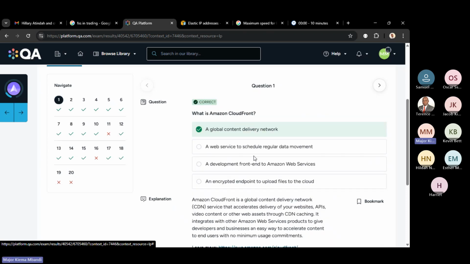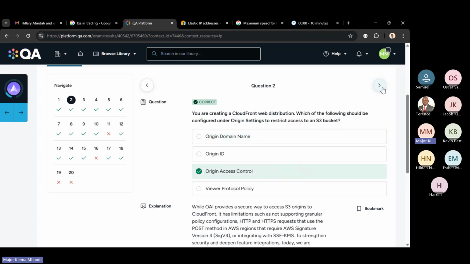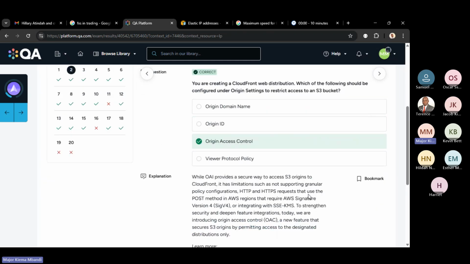I was curious about the last one. What is Amazon CloudFront, a global content delivery network? Okay, this is self-explanatory, CDN. We have learned it so many times, so no need to explain and spend time on this. Let's move to the next one. You are creating a CloudFront web distribution. Which of the following should be configured under the origin settings to restrict access to an S3 bucket? So the correct answer is origin access control, or OAC.